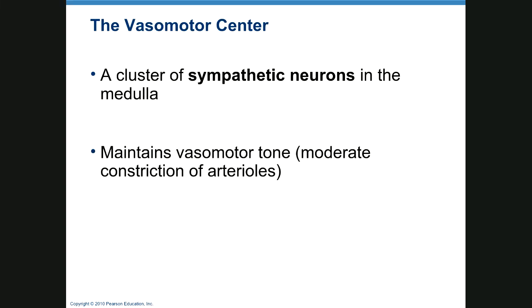Okay. The vasomotor center is a cluster of sympathetic neurons in the medulla oblongata, and they maintain a vasomotor tone. So we have a little constriction of arterioles. Now, that vasomotor tone, if it were to disappear due to anaphylactic shock or septic shock, then you lose that sympathetic tone, and the vessels just become very loose, and you have a tremendous drop in blood pressure. And that's why we give epinephrine for anaphylaxis.